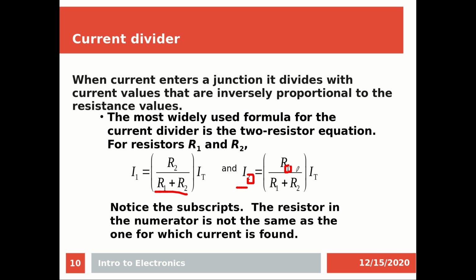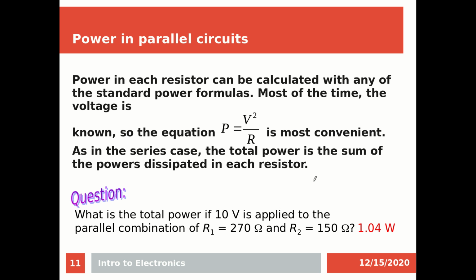I put in the numerator the other one. Okay, so it is reversed. Remember to see that, and multiplied by the total current. Okay, this is the total current that enters these two parallel resistors.